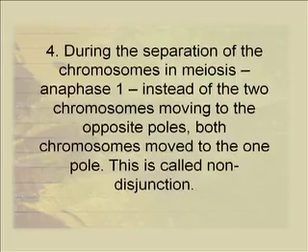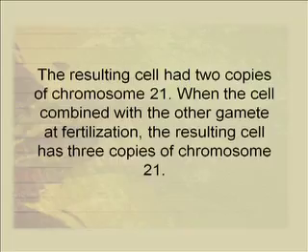How did this disorder come about? The answer: during the separation of the chromosomes in meiosis, anaphase 1, instead of the 2 chromosomes moving to opposite poles, both chromosomes moved to the one pole. This is what we call non-disjunction. The resulting cell had 2 copies of chromosome 21. When the cell combined with the other gamete at fertilization, the resulting cell had 3 copies of chromosome number 21.